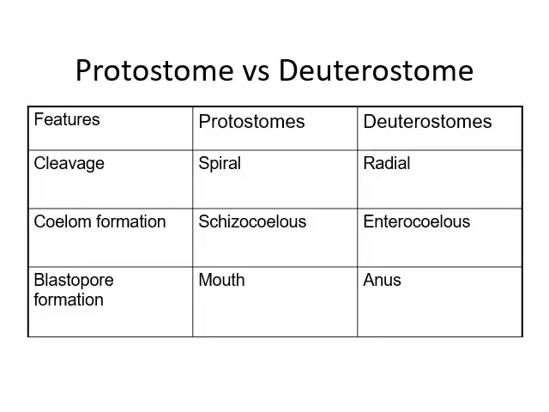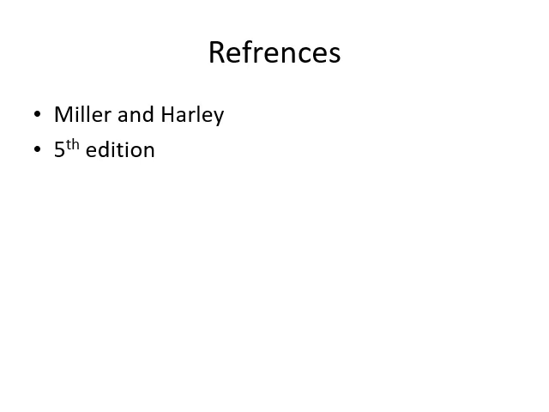Here is a flowchart diagram. So you have to complete this. I have completed this, but in your own notebook you have to complete it by yourself. Protostomes versus deuterostomes. The features are cleavage, coelom formation, and blastopore formation. Cleavage is spiral in protostomes, and deuterostomes have radial. Coelom will be schizocoelous in protostomes and enterocoelous in deuterostomes. Blastopore becomes the mouth in protostomes and the anus in deuterostomes. Thank you.